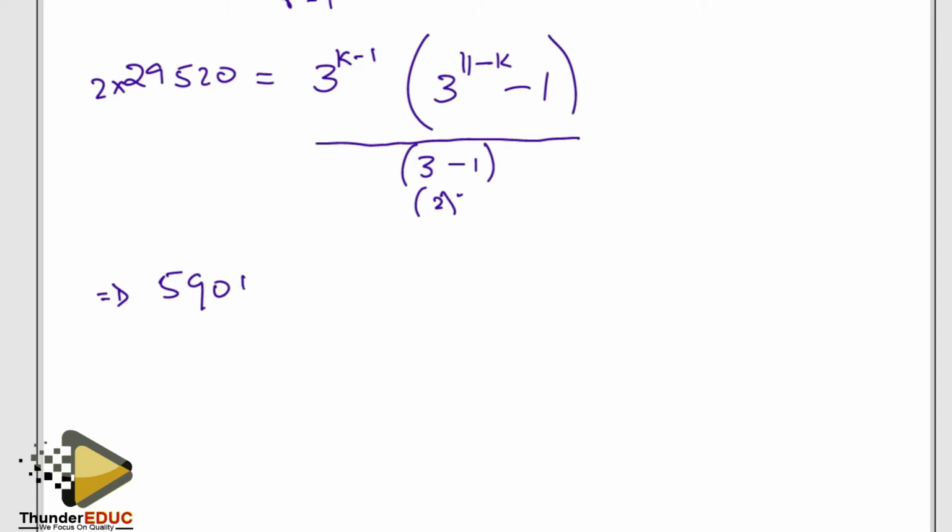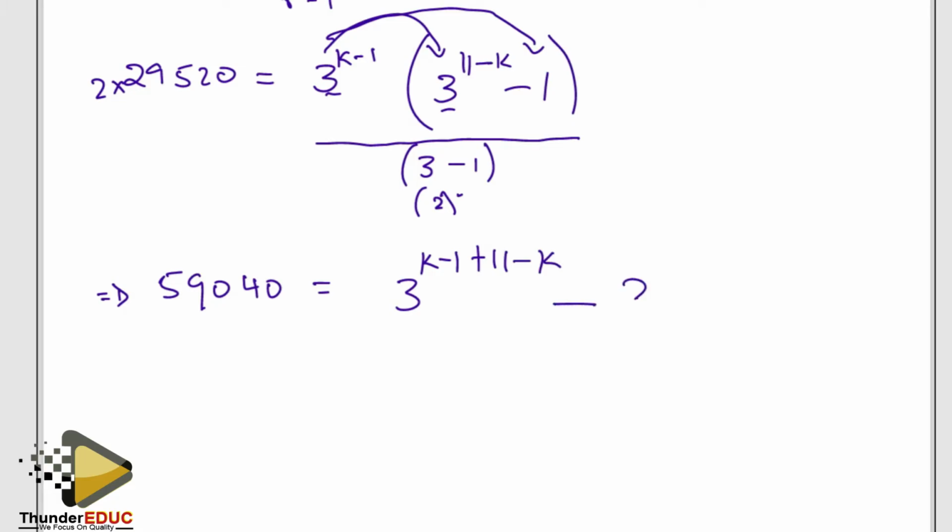Okay, 59040 is equal to 3 to the k. That's fine. Let me open this up. So I know that this base is the same as this, which means I'll have to add up the exponents. So that's going to be 3k minus 1 plus 11 minus k minus 1 times that, it will be just the same thing.